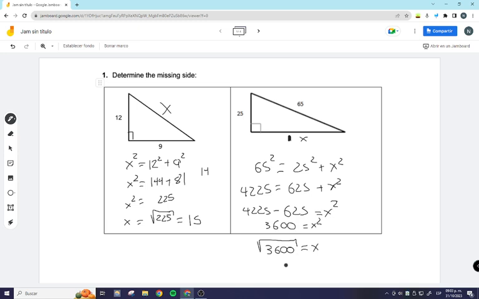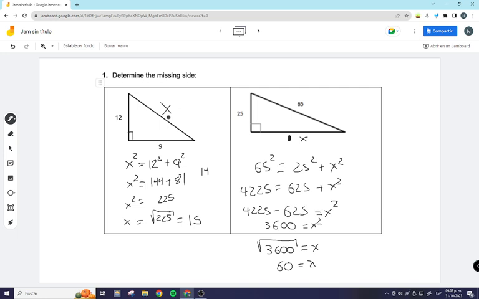And the square root of that, if we do it with a calculator or with the other method, you will get that it's 60. So x is 60 in this case. Yeah, basically that's the two cases that you can get in a Pythagorean theorem exercise. Either you don't have the hypotenuse or you have the hypotenuse.